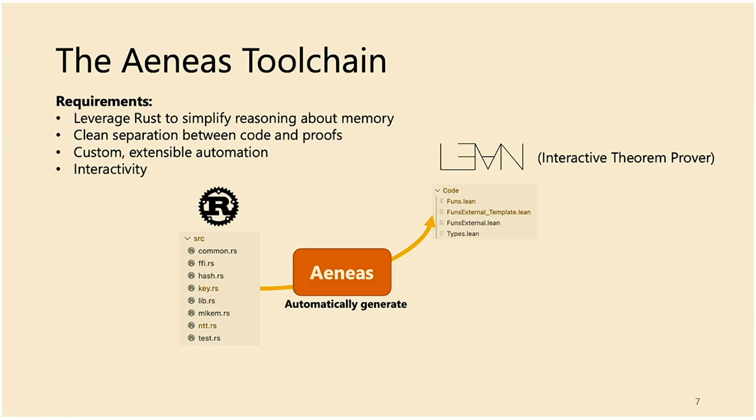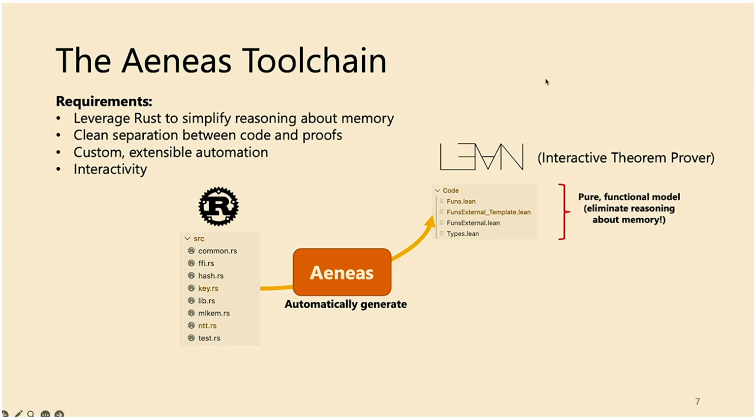On the left, you write Rust code, and then you compile the Rust code to a model that we extract to an interactive theorem prover, here Lean. So basically a tool like F* to do proofs. So at its core, Aeneas is mostly a compiler, okay? It gives you a model of your Rust program.